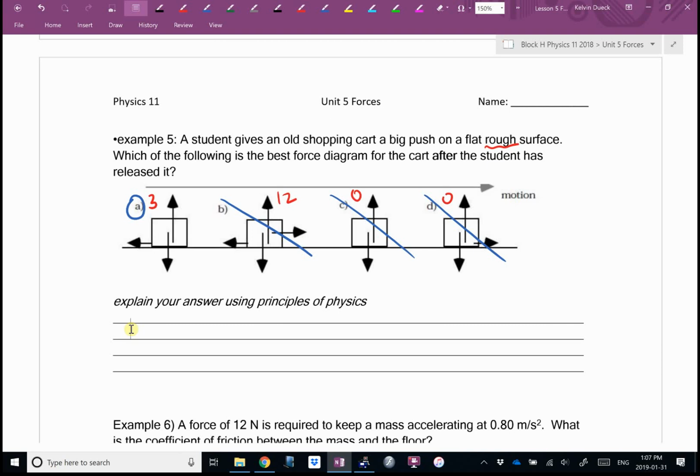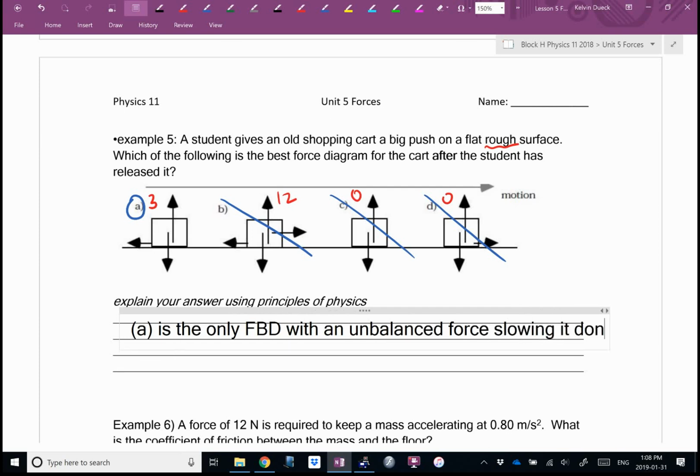If we wrote it out, we would say A is the only picture with an FBD, why don't I abbreviate, with an unbalanced force slowing it down. I would have just said Newton's first, drop the mic and walk off, but since nobody here could remember that, I guess you need to write out the verbal explanation of what Newton's first says.